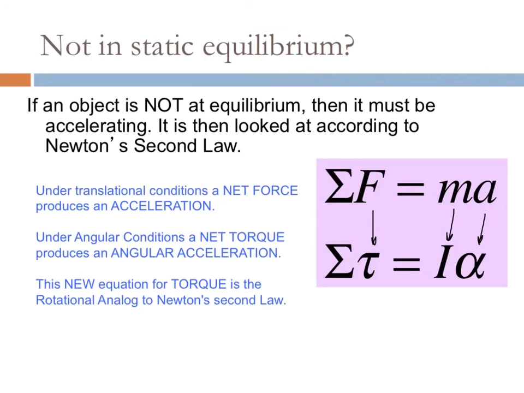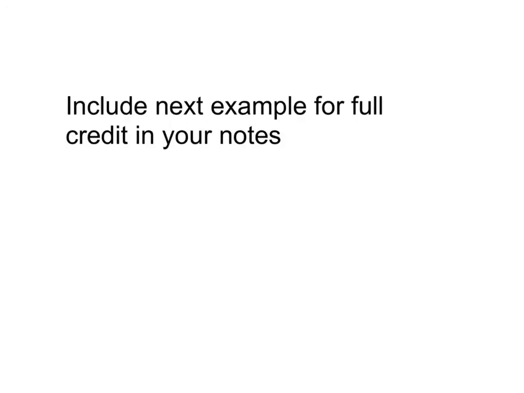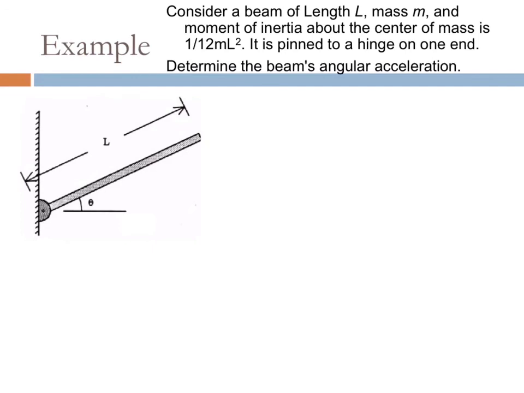So this situation will only be used if an object is not in equilibrium, meaning that the forces applied will cause acceleration, angular acceleration to be more specific. So since this example is entirely something you've never seen before, you're going to need to include it for full credit in your notes. Consider a beam of length L, mass m, and a moment of inertia about the center of mass of 1/12 mL squared. It is pinned to a hinge on one end. Determine the beam's angular acceleration.